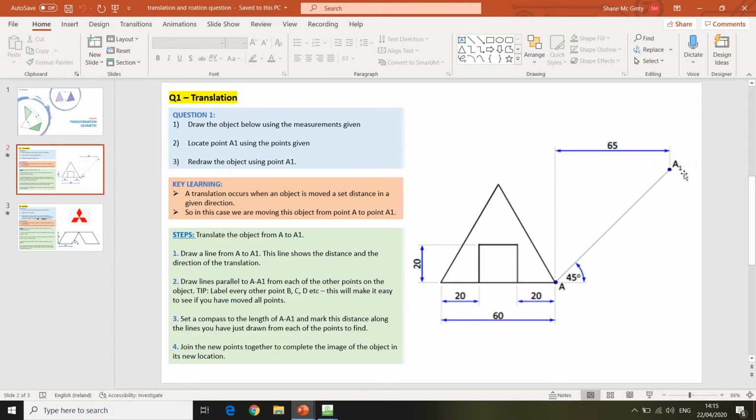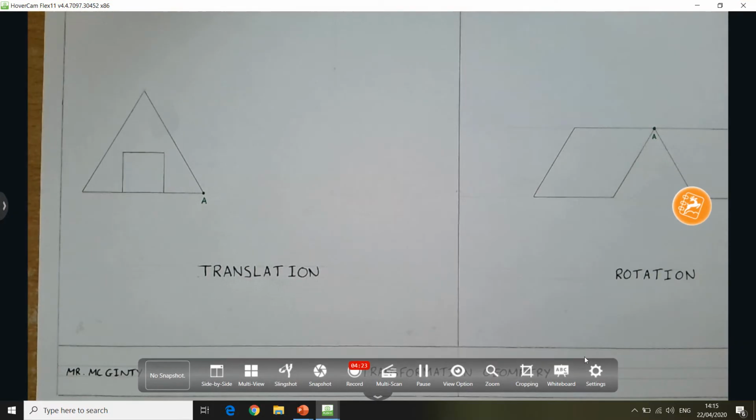When you join A to A1, it's a 45 degree angle, so everyone can use your 45 degree set square for this one. Okay, so it's going to be nice and simple. So I'm just going to get on with it. So I have the sheet set up here. As you can see, for the two questions we're doing a translation and a rotation.